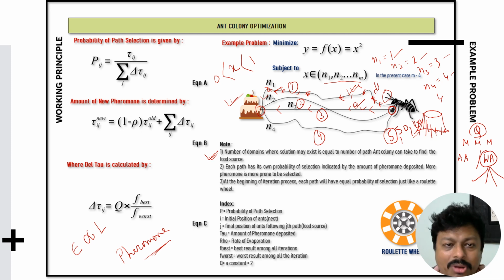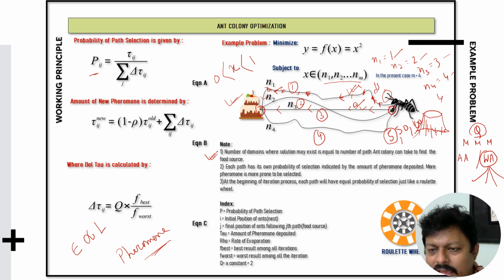First is this probability of path selection, Pij. I is the starting node, and J indicates the number of the path.